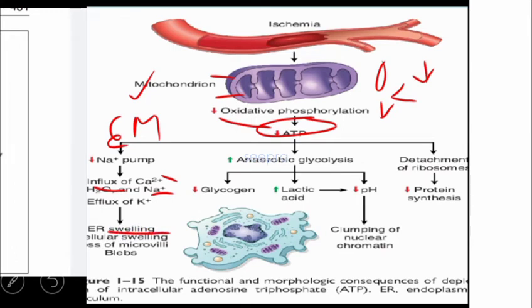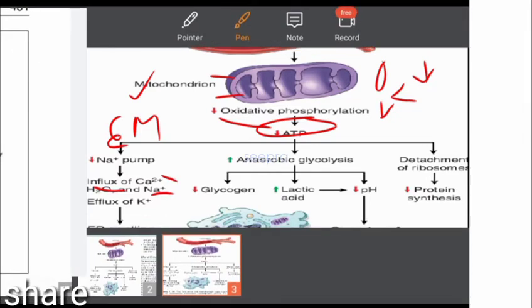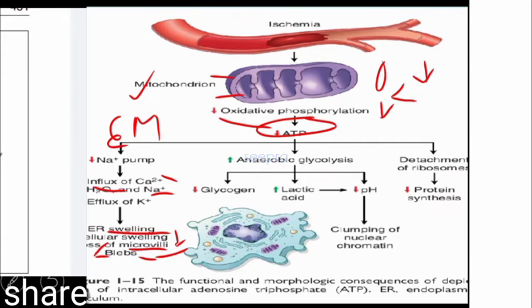When the endoplasmic reticulum swells, you can see bleb formation. A bleb is a swelling on the surface of the cell membrane. Microvilli line the cell membrane. When bleb formation occurs, the microvilli become distorted, and this results in loss of microvilli.